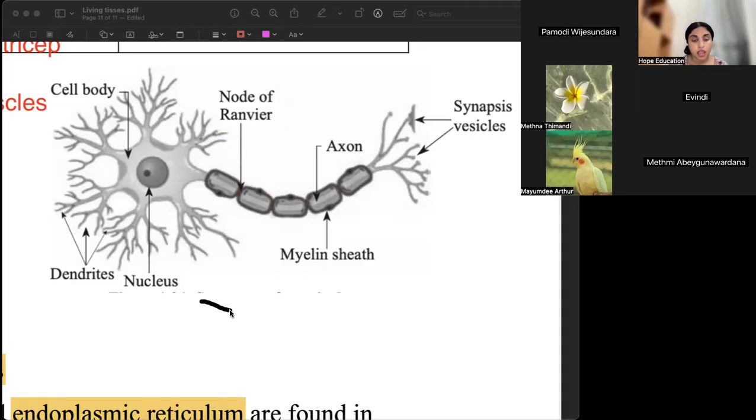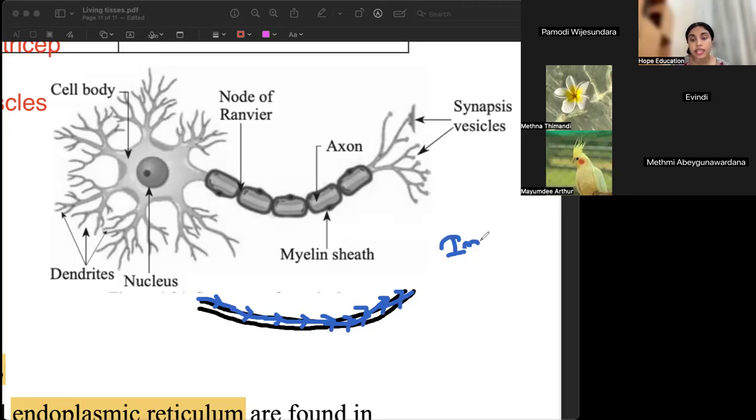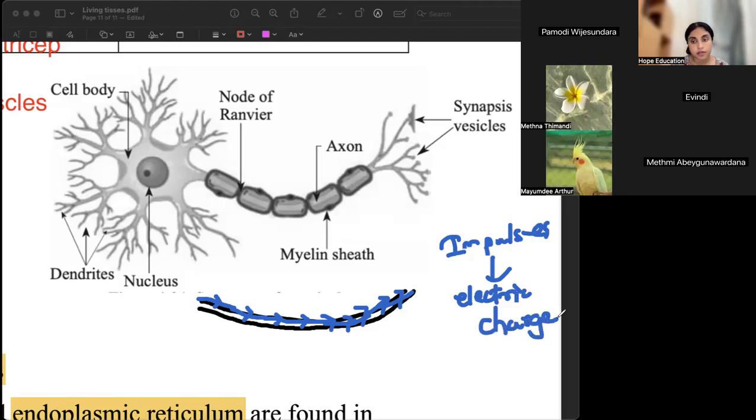If we take an axon, like this. Now when impulses are sent, impulses are messages. These messages must travel along the axon like this, continuously. It takes some time to do that. And you know, these impulses are actually like electric charges. So these electric charges travel slowly along the axon.